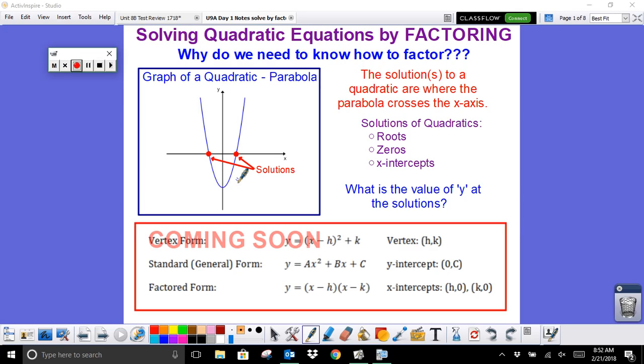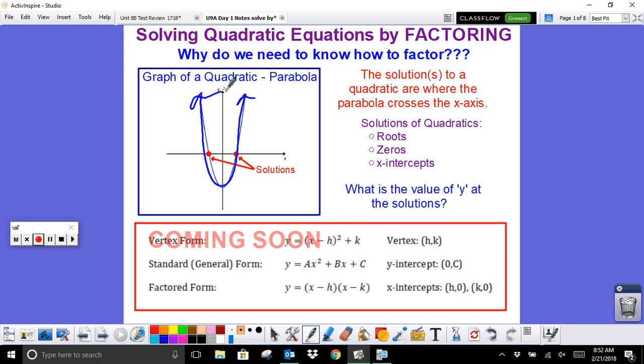Y'all, today we are going to start talking about how to solve quadratics. It's important that you know what a quadratic is. We've mentioned this before, but the graph of a quadratic is going to look like a parabola. So if you look at this graph on this first slide, this is considered to be a parabola.